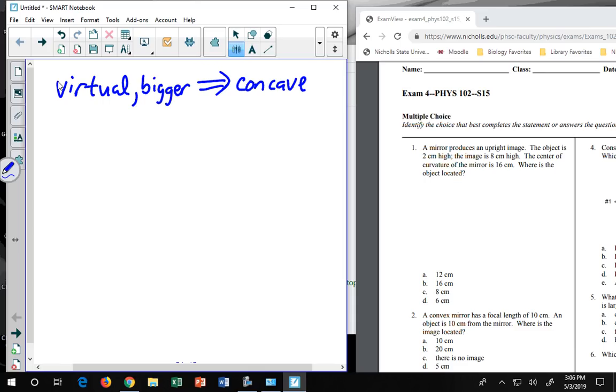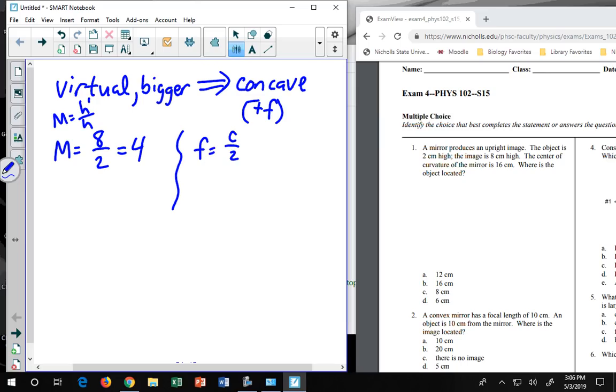But because it's concave, I know that it has a positive focal length. So I can tell that the magnification is 8 divided by 2. Right, that's HI over HO. Or actually, on your equation sheet, it calls it something different, I noticed, H prime over H. But it's the height of the image over the height of the object. And so my magnification is equal to 4. And then also, I'm told that the center of curvature is equal to 16. So that means that the focal length is C divided by 2. And so that's equal to plus 8.